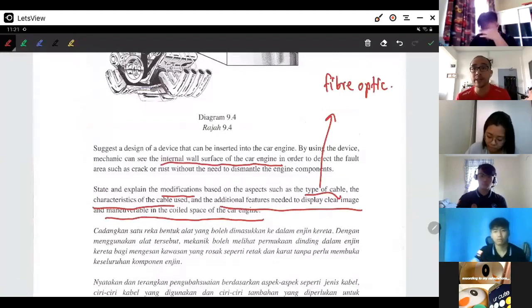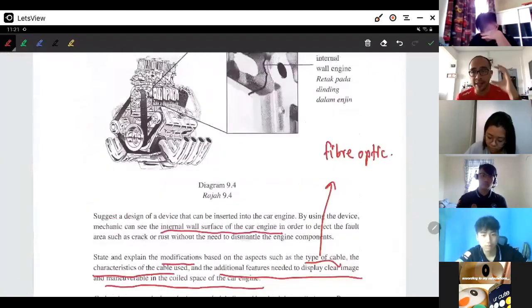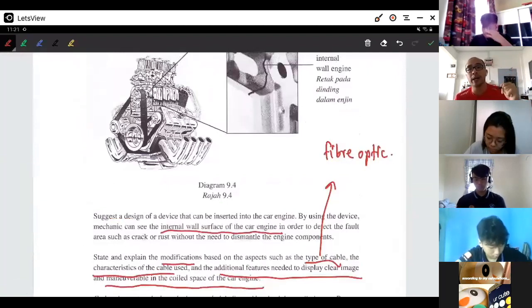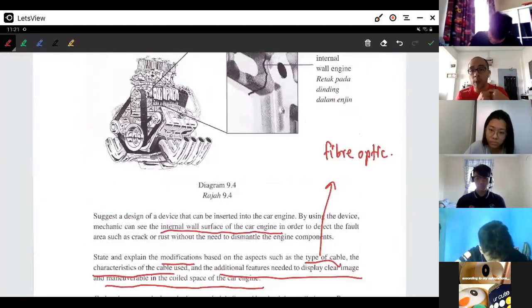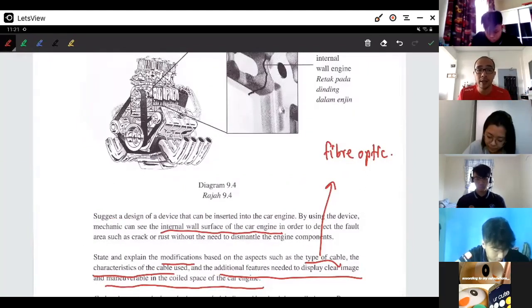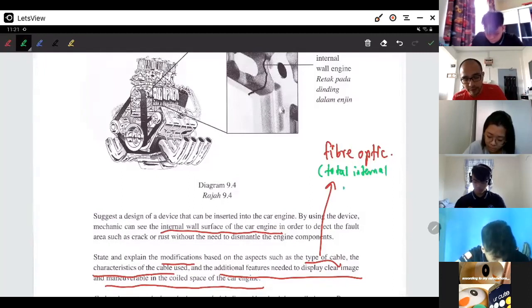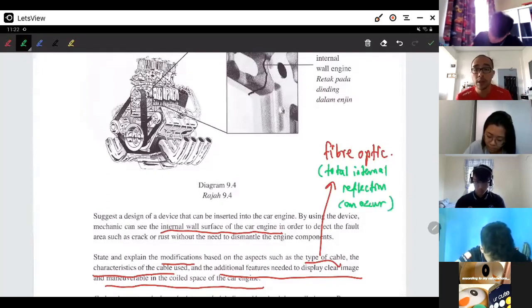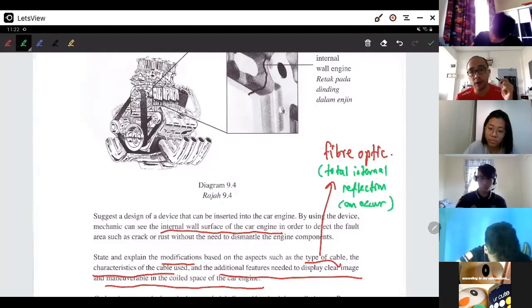That one is definite because this question is exactly the same as kalau kamu ada kecederaan di dalam badan, but you don't want to make a cut, you just want to check di dalam. So we use fiber optic. We use a fiber optic cable in this one. So the reason why we use fiber optic cable, I'm going to write the reason in green. So that total internal reflection can occur. So we use fiber optics now for total internal reflection.